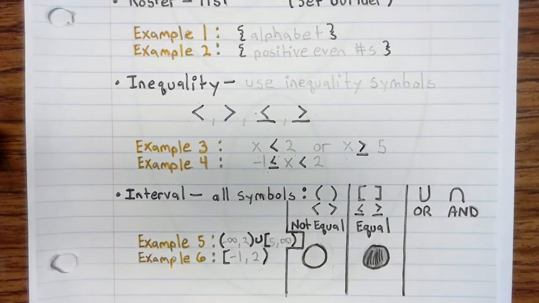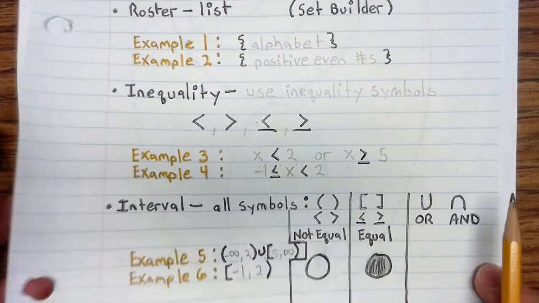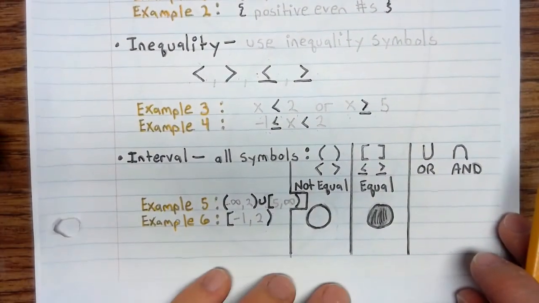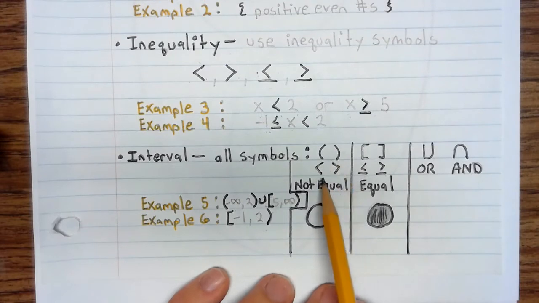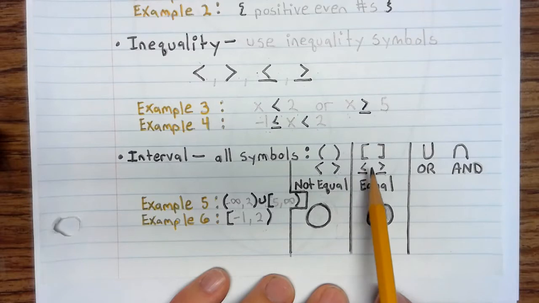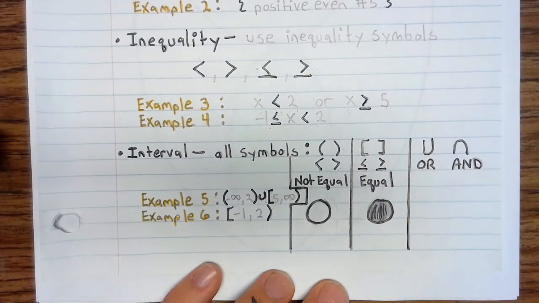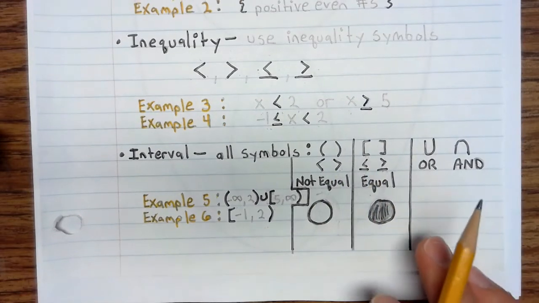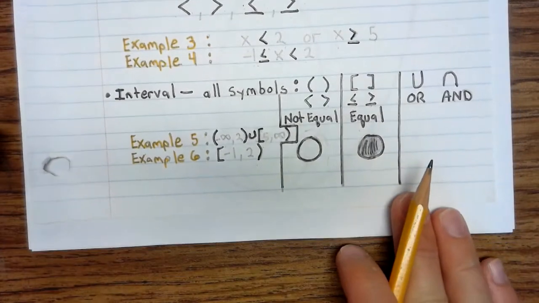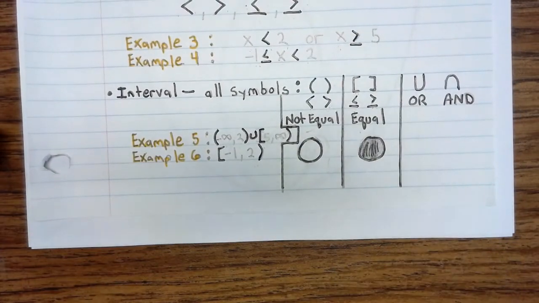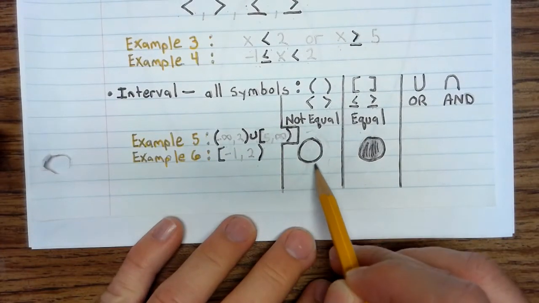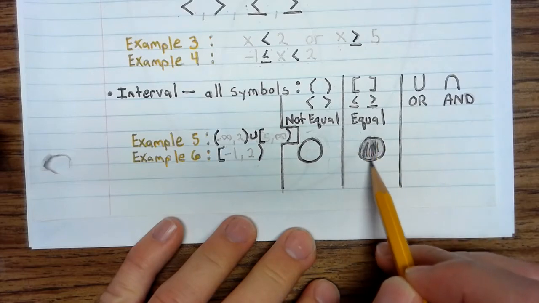Interval notation. All symbols. So you have parentheses, brackets, and you have the or and symbol. Now, parentheses mean less than, greater than, but brackets mean less than or equal to, and greater than or equal to. So basically, parentheses, not equal, bracket, equal to. Now, when it's not equal to, it's going to be an open circle. When it's equal to, it's going to have a closed circle.